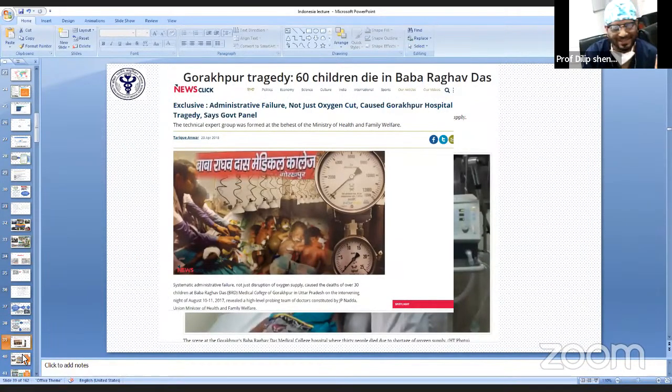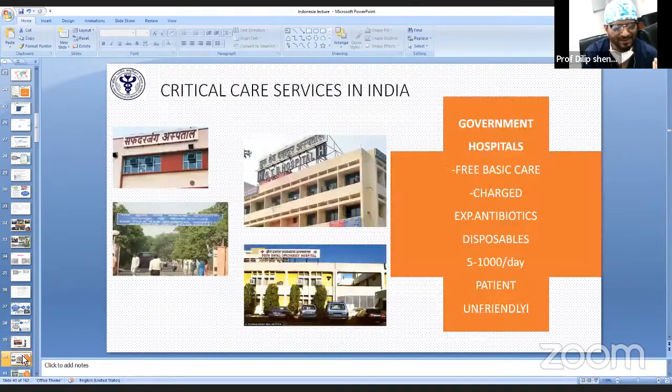Now another facility, oxygen. There are a lot of news reports in our country that many times many patients have died because of disruption of oxygen supply. This kind of thing should not happen, but it still happens.